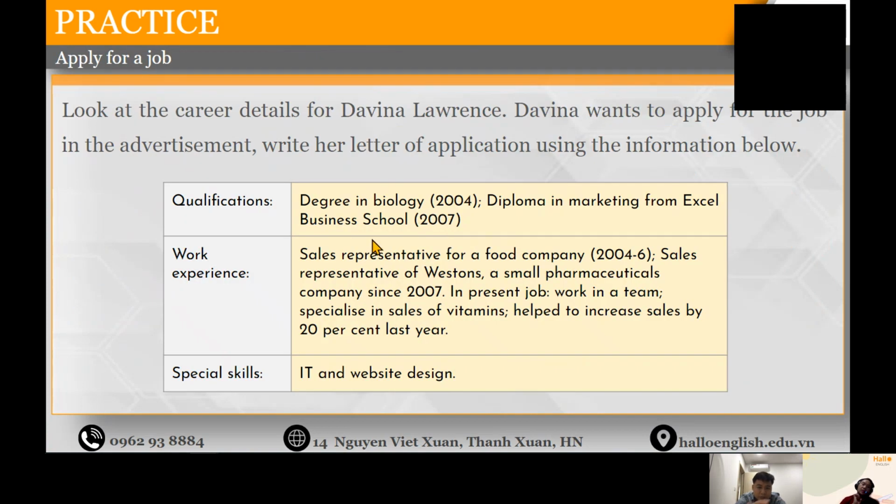Okay. So look at the career details for Davina Lawrence. Okay, so Davina wants to apply for the job in the advertisement. So write her letter of application using the information below. Okay, I know you know how to write an application letter, right? Right, so these are her qualifications. So basing on these qualifications or information, write an application letter for Davina Lawrence. Okay. Go. You have 5 minutes.